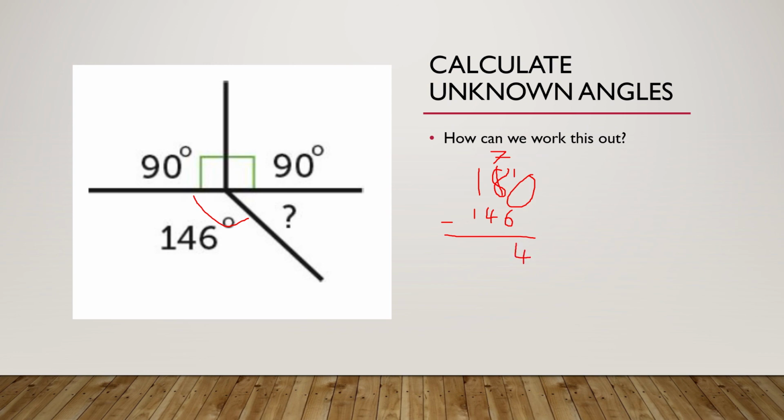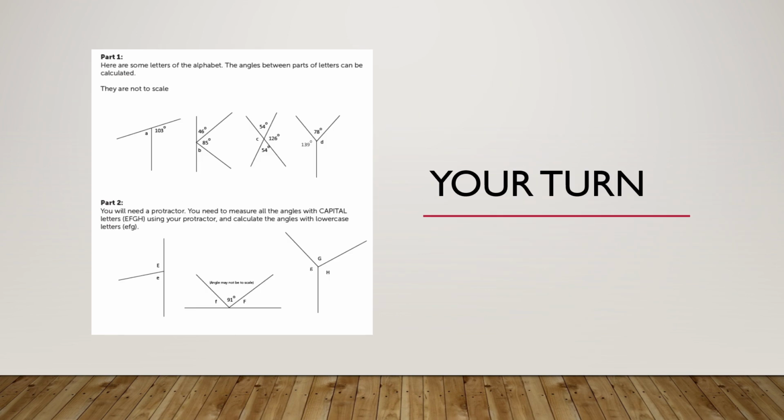10 here. 10 take away 6 is 4. 7 take away 4 is 3. I don't need to do that. So this one is 34 degrees. Brilliant. Ignore the speech bubble. Now it's going to be your turn.